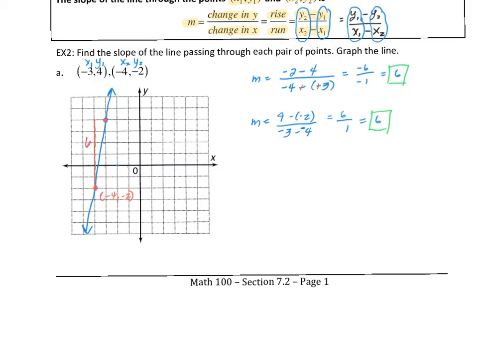So since I'm going up a positive 6, remember the slope is your rise over run. At this one, it's a positive 6 over the run. The run is the x values. So I'm going to go 1 to the right, so that's a positive x value. And this is simply 6 over 1, or 6.